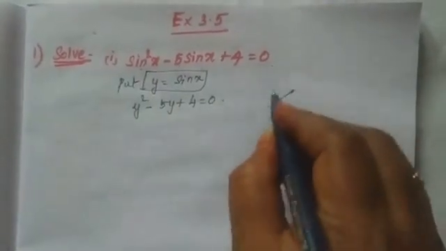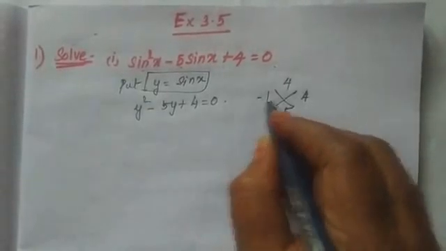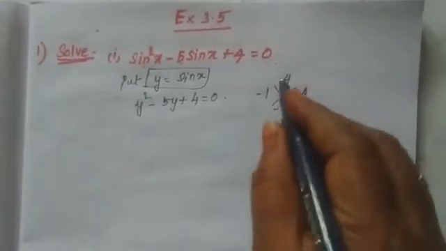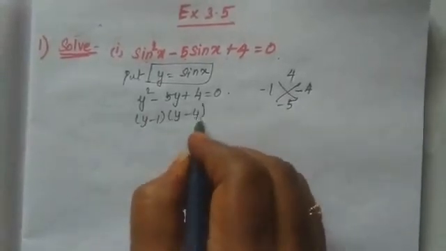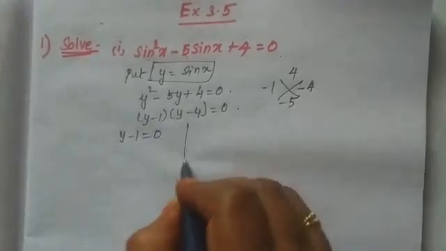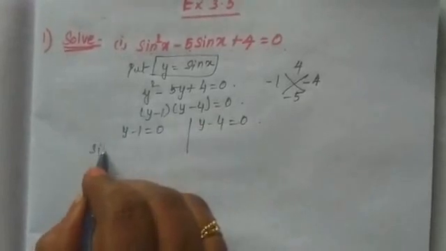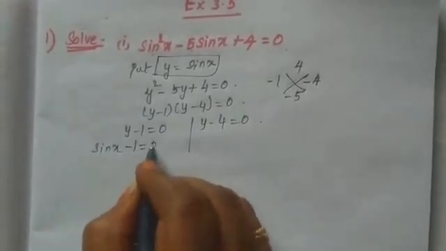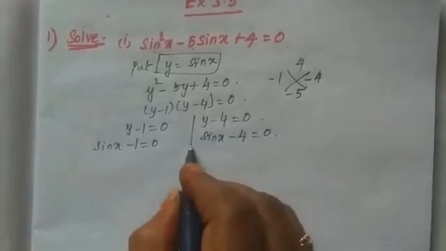Find the sum and product for this. Sum is −5, product is 4. 1 into 4 is 4, and −1 and −4, minus into minus is plus. Good. We can write the factors as (y − 1)(y − 4) = 0. That is y − 1 = 0, y − 4 = 0. What is y? y is nothing but sin x. So sin x − 1 = 0, and sin x − 4 = 0.